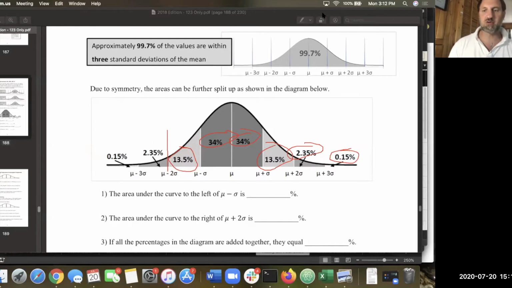So that's how I would answer the question that they asked about the 990, which is that because the line 990 is 2 standard deviations, and if I draw that line and then I look at everything to the right, I should come up with about 97.5% of the bags of popcorn are bigger than 990 grams.